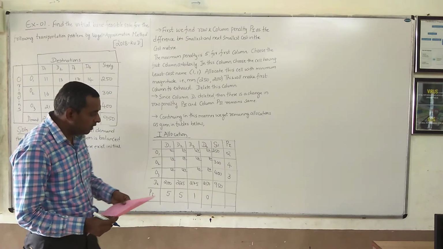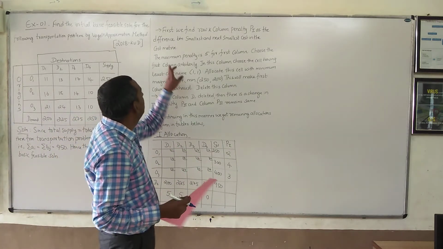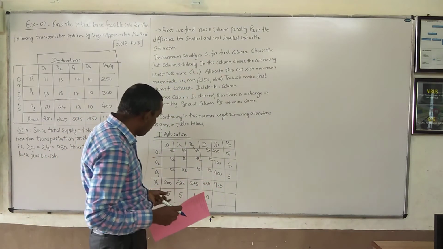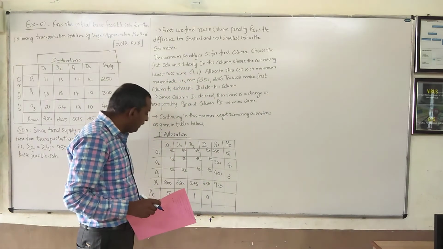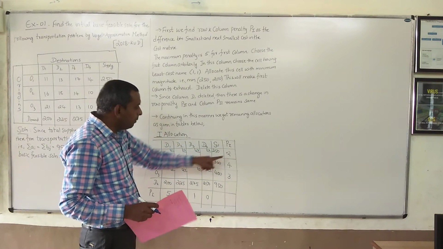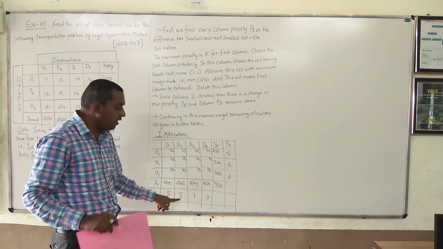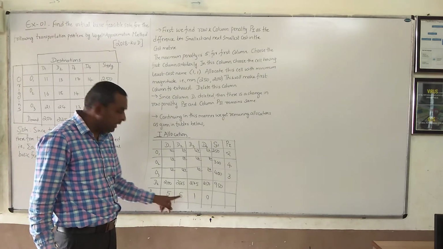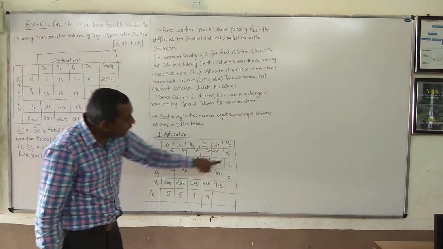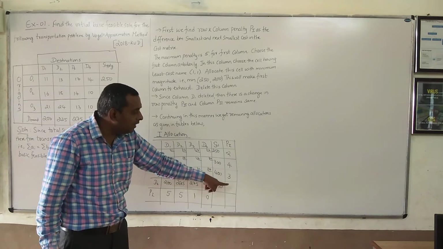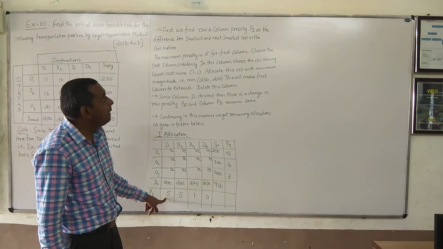This is the penalty. So first we choose the first column here. The maximum penalty is 5 for the first column, so choose the first column arbitrarily. I have chosen the first column because 5 is the largest penalty. Two columns have the same largest penalty, so I will choose the first one. If any penalty were greater than 5, I would have chosen the rows. So 5 is the maximum penalty.